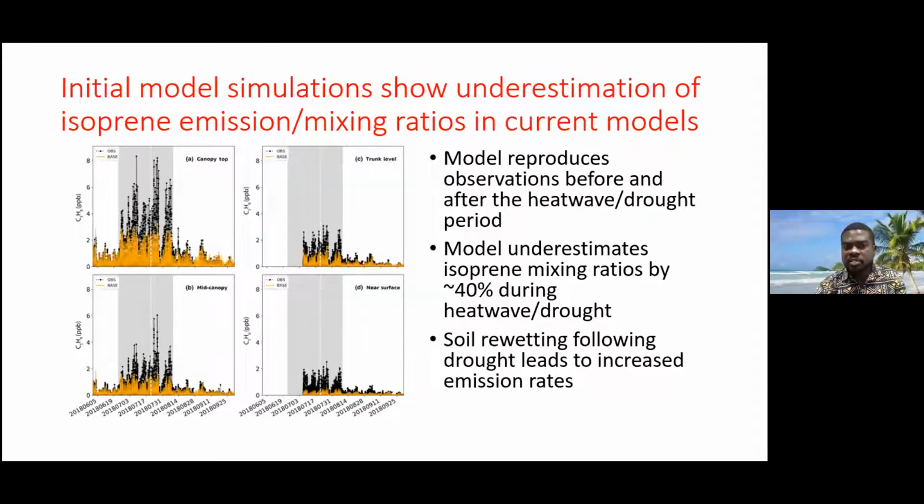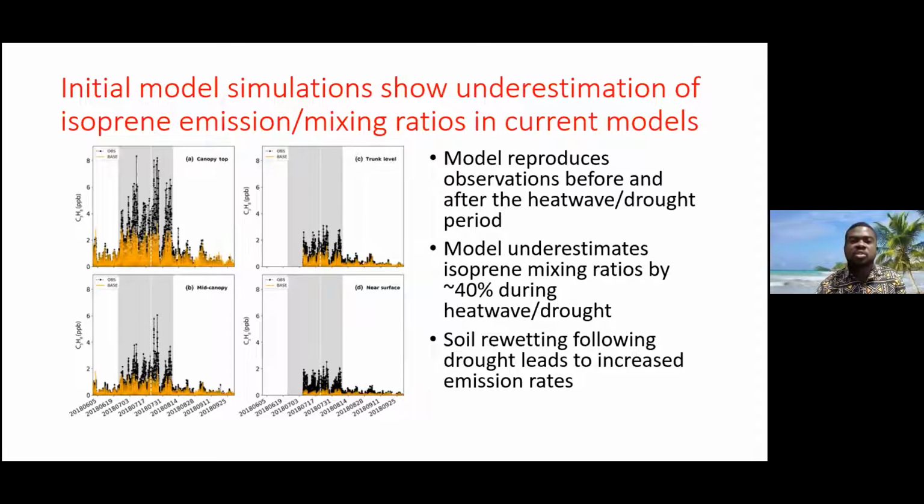And the initial model simulations showed that the model is underestimating isoprene emission rates. So on the left-hand side are plots showing observations in black and the model estimates in orange. And basically what it's showing is that outside the heat wave period, which is shown in gray, so the heat wave and drought period is shown in gray, and outside that period, the model was reproducing the observations. But during the drought and heat wave period, the model underestimated observations by as much as 40%.